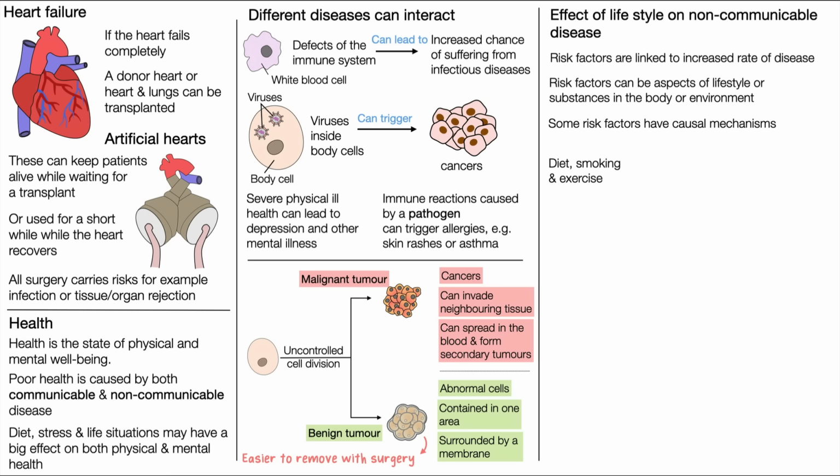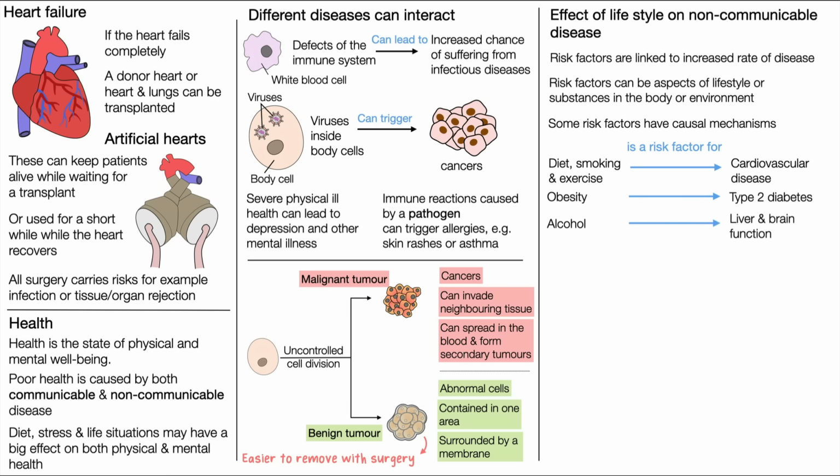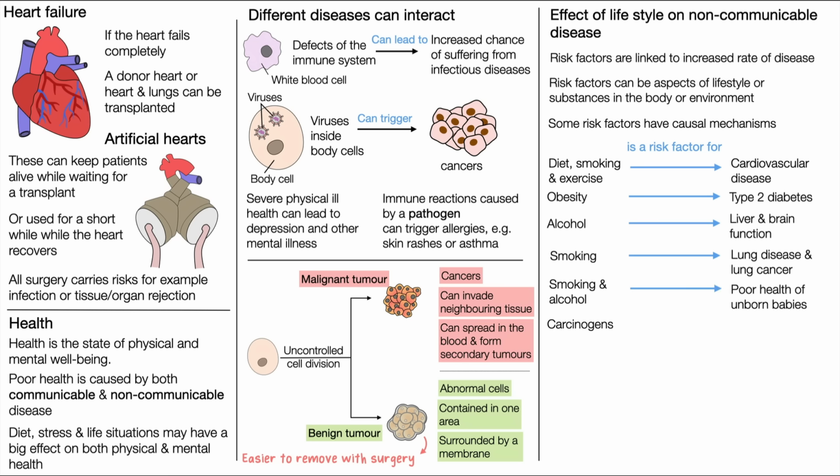So, diet, smoking, and lack of exercise are risk factors for cardiovascular disease. Obesity, that means being severely overweight, is a risk factor for type 2 diabetes. Overuse of alcohol is a risk factor for liver and brain disease, or poor liver and brain functioning. Smoking is a risk factor for lung disease and lung cancer. Smoking and alcohol are linked to poor health of unborn babies. And substances called carcinogens, these are chemicals, can lead to cancer. Carcinogens are often found in cigarette smoke.